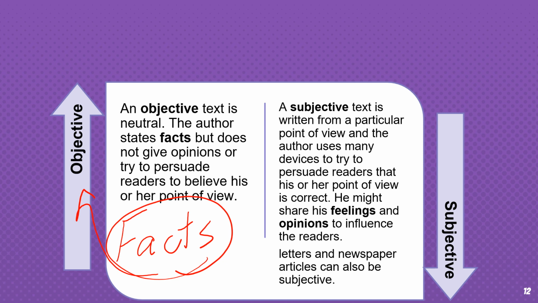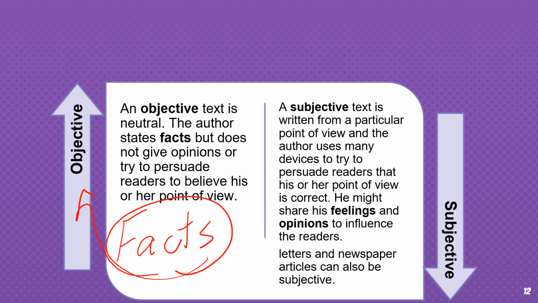But some authors are subjective. They are not just stating facts, they have opinions and feelings. A subjective text is written from the point of view, and the author uses many devices to try to persuade readers that his or her point of view is correct. He might share his feelings and opinions to influence the readers.